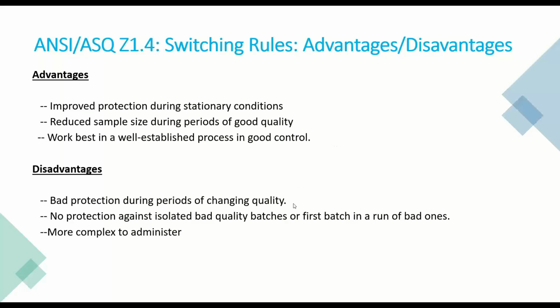Now, the converse of that is that you have bad protection during periods of changing quality. So if you have a process that's up and down, and maybe we'll do a webinar on control charts to help with that. But if you have a process that's all over the place, you don't want to do this, okay? Stay in tightened. You have no protection against isolated bad quality batches or the first batch in a run of bad ones, right? So you don't really have a protection against that. And these are more complex to administer, okay?